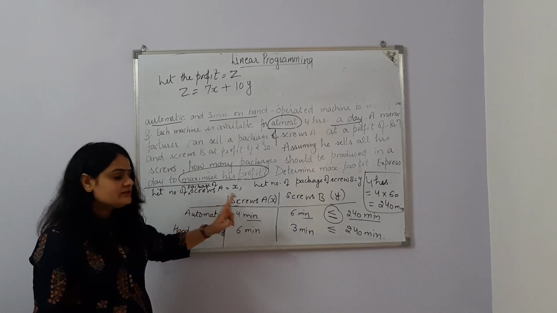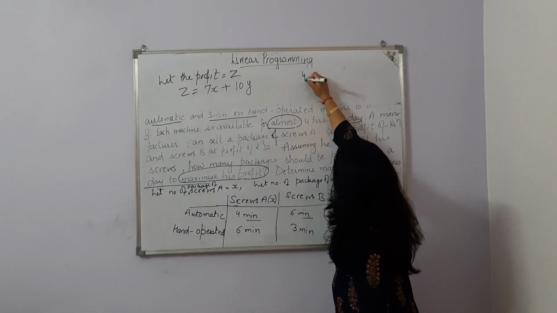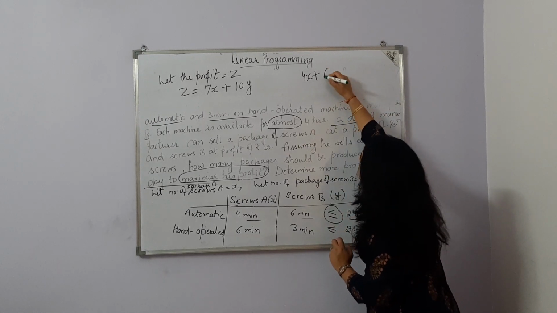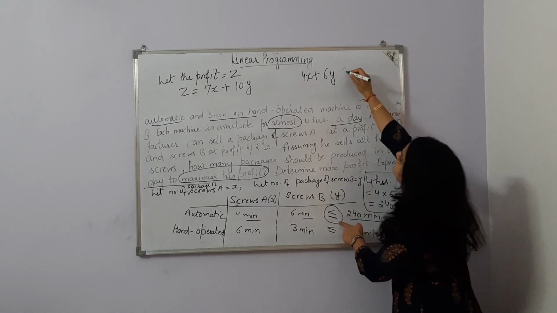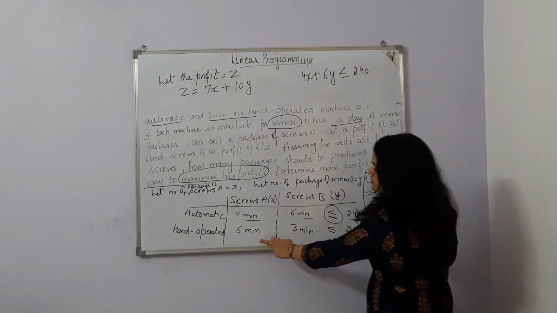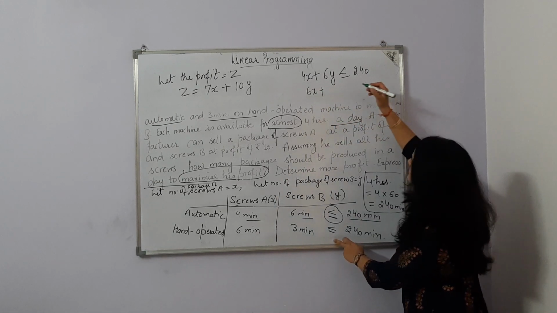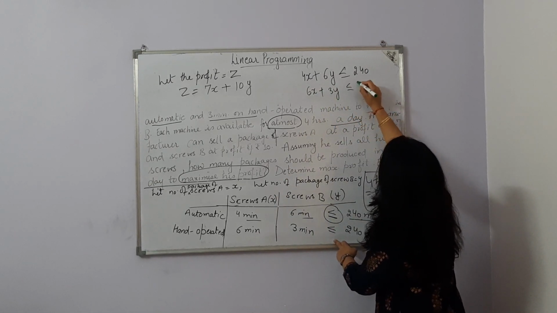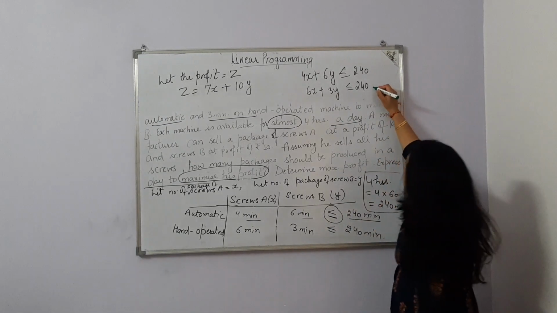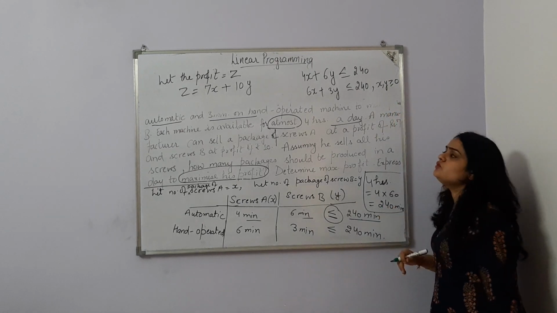4 minutes for one package of screw A. Total packages are x. So the constraints are 4x plus 6y less than or equal to 240. Another constraint is 6x plus 3y less than or equal to 240. And the last constraint is x, y greater than or equal to 0.